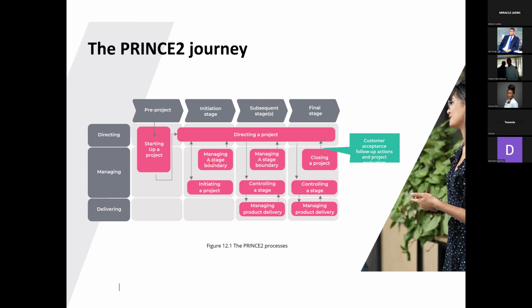Controlling the stage. So the link between them is you going back to get approval. So you can see that managing a stage boundary, you're getting a go, no go decision. If it's a go, then you do the work.